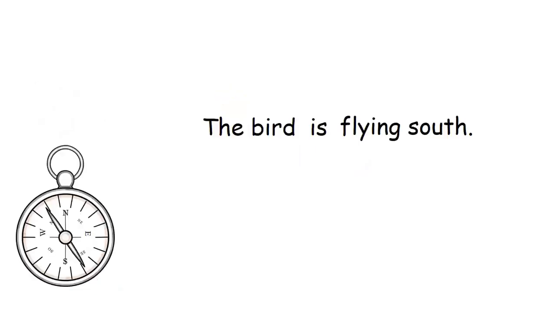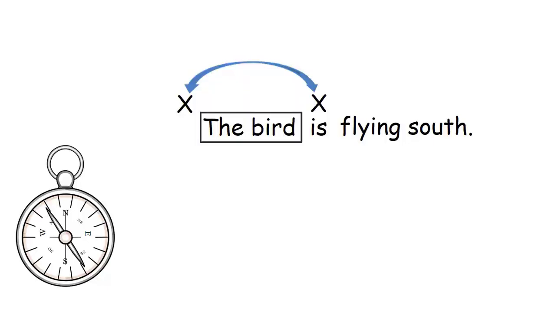The bird is flying south. What is the X word? Is. The subject is everything between the beginning of the sentence and the X word. So the subject is the bird. We know that a singular noun must have a determiner, like a, the, or each. Bird is singular, so we have a determiner, the.